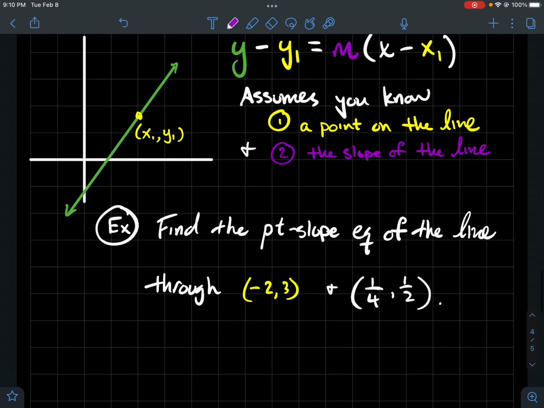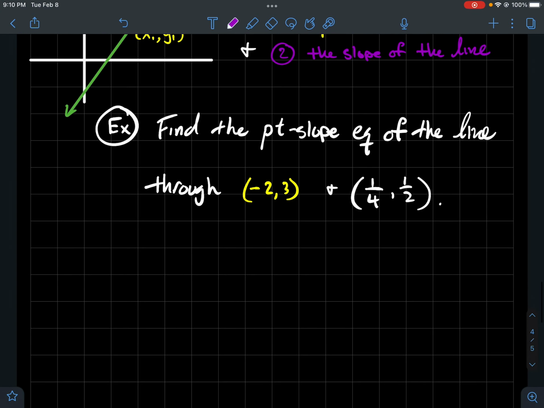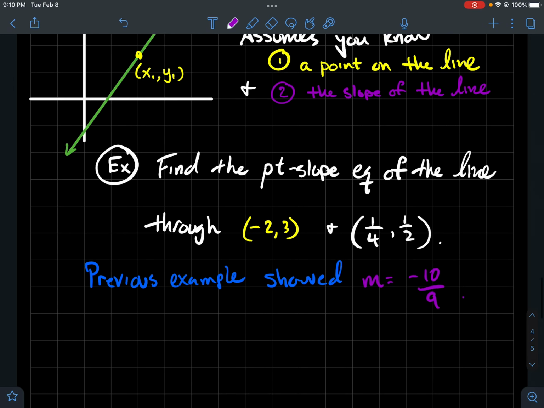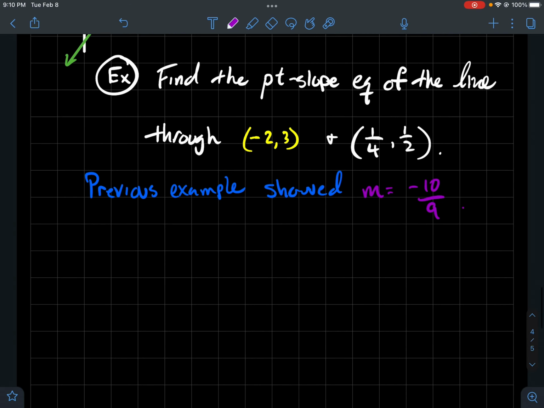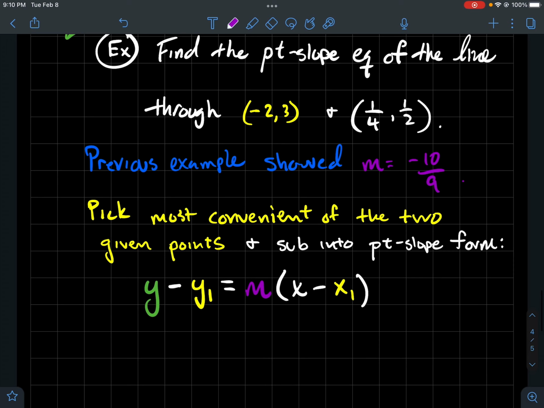So let's practice. Let's find the point slope equation of the line through those 2 points we just got done playing with in the previous example. I picked those 2 points because, if one of the things I have to know is the slope of the line, we already did that. We got it was -10/9 in the previous example. So now what do you do next? Now you pick the most convenient of the 2 given points, and you just substitute those in for y1 and x1 into the point slope formula.